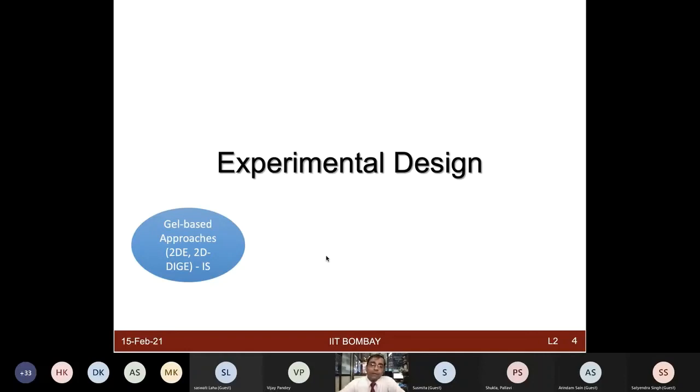But you have to keep in mind how many internal standards you have to make. Accordingly, your experimental design will change.